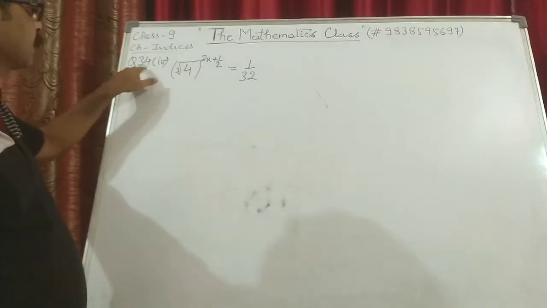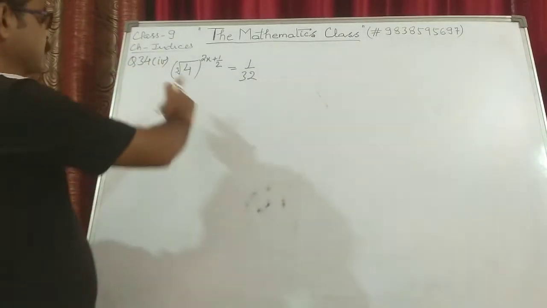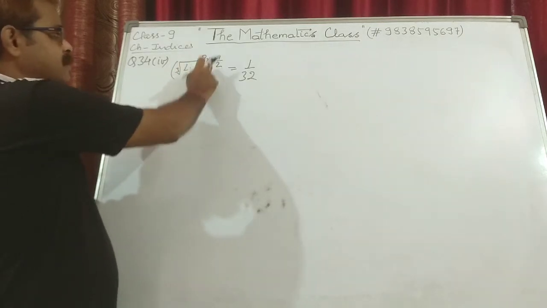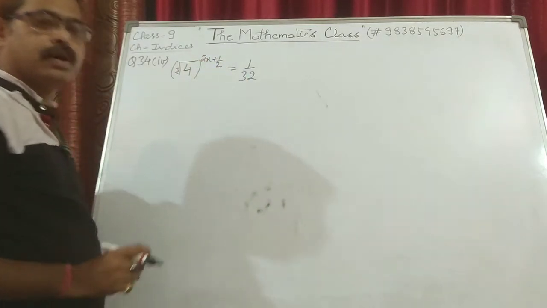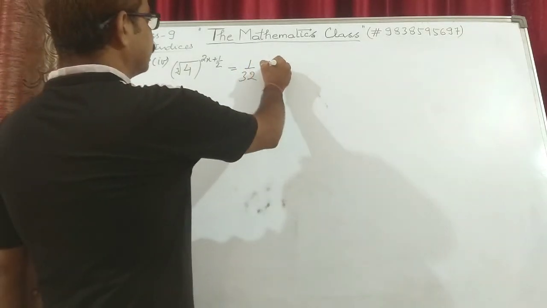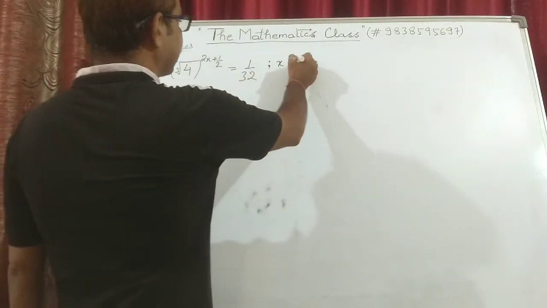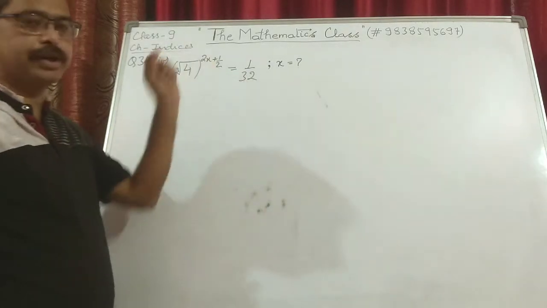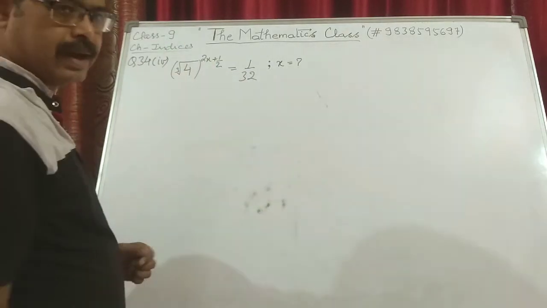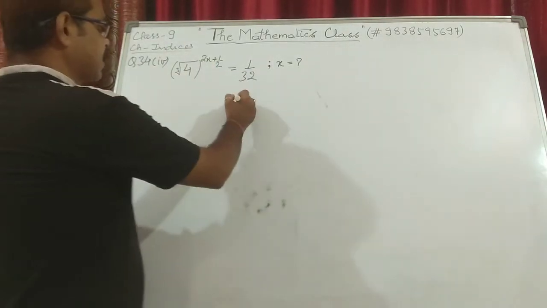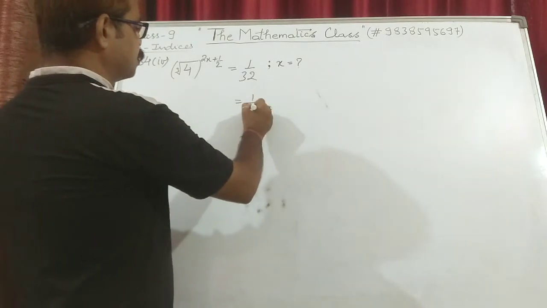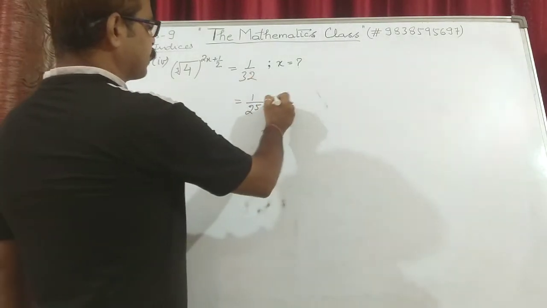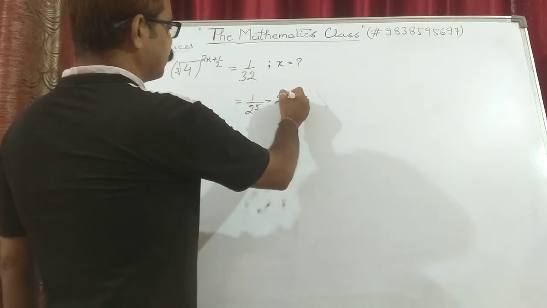Next question is the 34th question, fourth part. In this it is given: cube root of 4, whole power 2x plus 1 upon 2, is equal to 1 upon 32. We have to find the value of x. First of all, you can see it is 32. So 32 can be written as 2 to the power 5, so I am writing 1 upon 2 to the power 5. This power, when it goes to the numerator, will become 2 to the power minus 5.